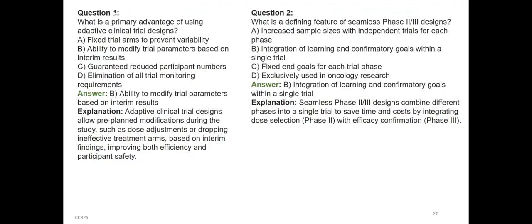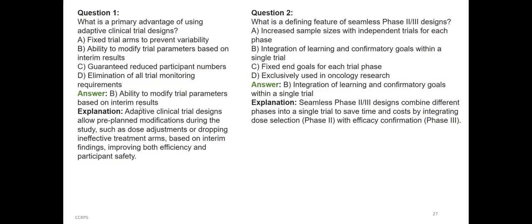And we'll start with question 1. What is a primary advantage of using adaptive clinical trial design? Is it A, fixed trial arms to prevent variability? B, ability to modify trial parameters based on interim results? C, guaranteed reduced participant numbers? Or D, elimination of all trial monitoring requirements? So it is B, the ability to modify trial parameters based on interim results.